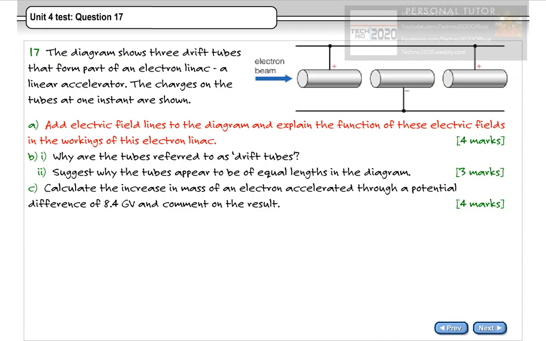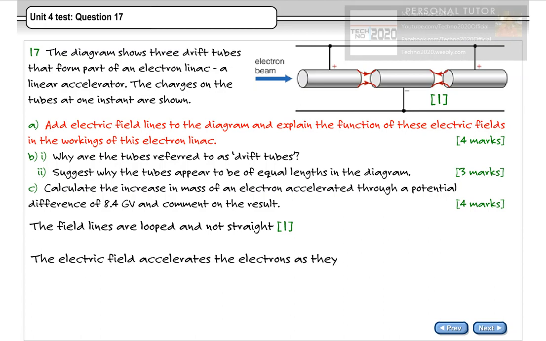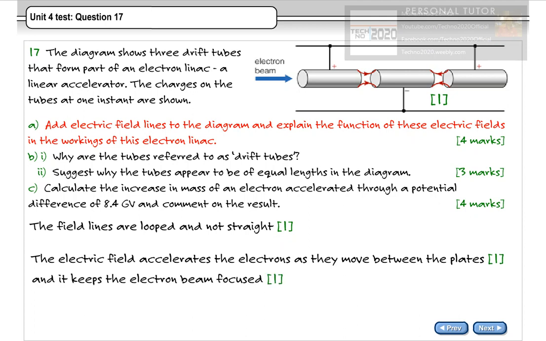In Part A, the electric field lines do not go straight across from one tube to another, but loop inwards a little. The electric field between the tubes accelerates the electrons as they move between them, adding energy each time. The electric field also focuses the electron beam. In other words, it helps to keep a narrow beam as the electrons pass along the linac.